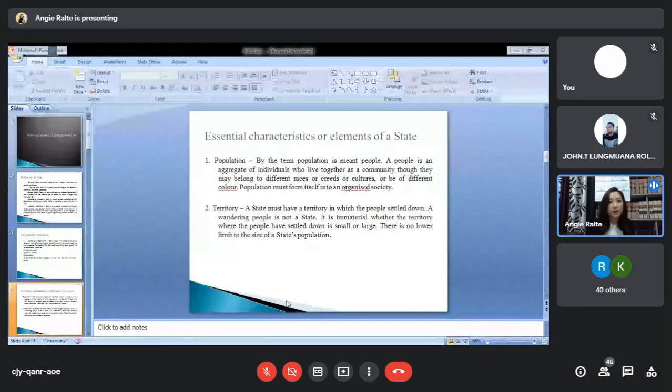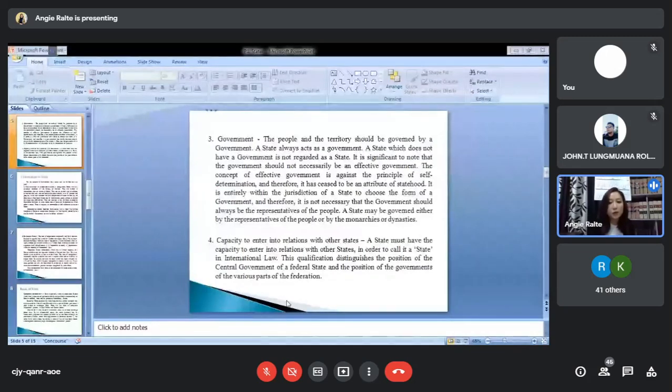And the other characteristic is government. The people and the territory should be governed by a government. There must be a state government who looks after the people, and a state which does not have a government is not regarded as a state. It is significant to note that the government should not necessarily be an effective government. Whether it's effective or not effective, if there is a government who can control the people and govern the territory properly, that means that particular place has a government and it can be regarded as a state.